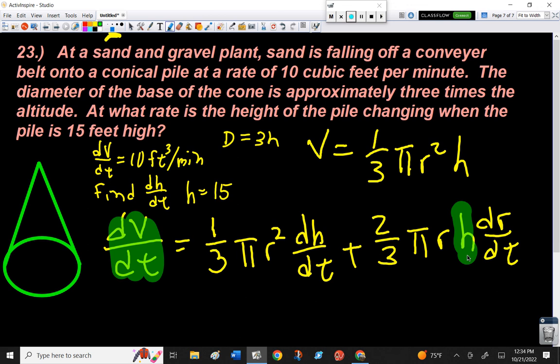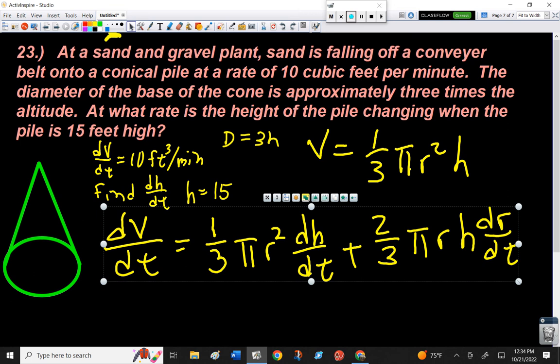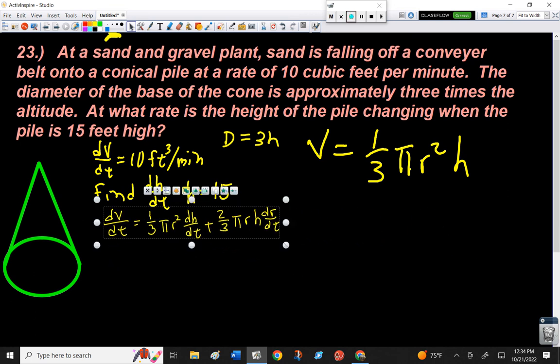Some of y'all said, but they did tell us what the diameter was. They said the diameter is 3 times the height. How's that going to help us? Well, let me show you. Especially with cone problems, ladies and gentlemen, they like to do this. Check it out. The diameter is 3 times the height.